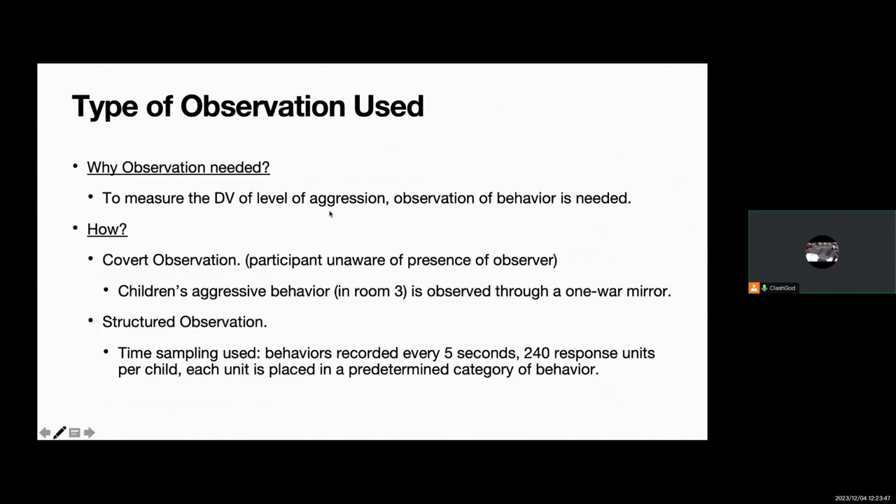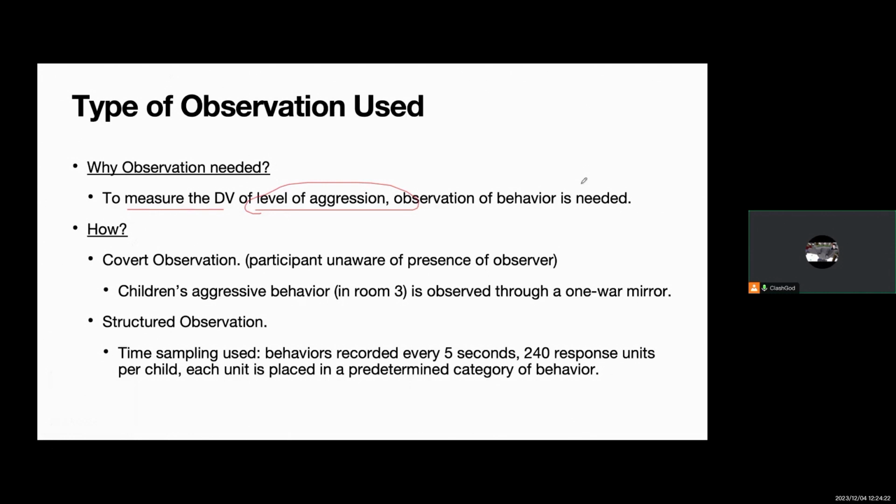So the type of observation used. Before we talk about the type of observation used, we need to understand why, and then let's talk about how we do it. So why is an observation needed? As I mentioned before, an observation is needed to measure the DV, which is the level of aggression. How do we know whether the children imitated the aggression from the adults? How do we measure that? Well, we use an observation by the researcher.